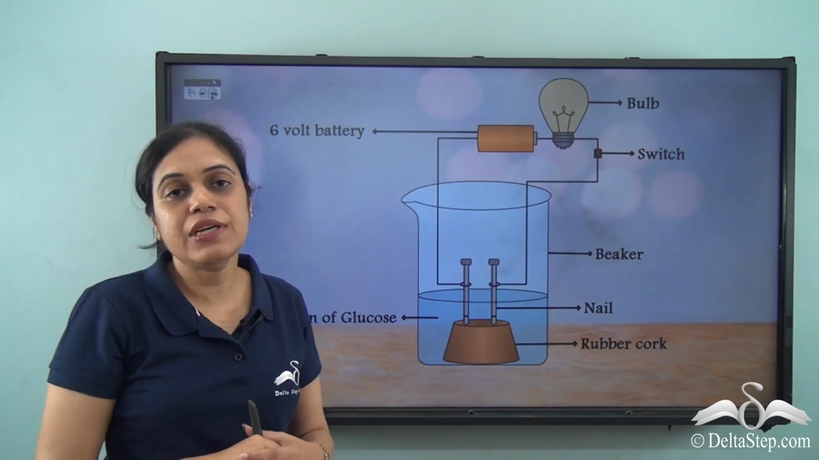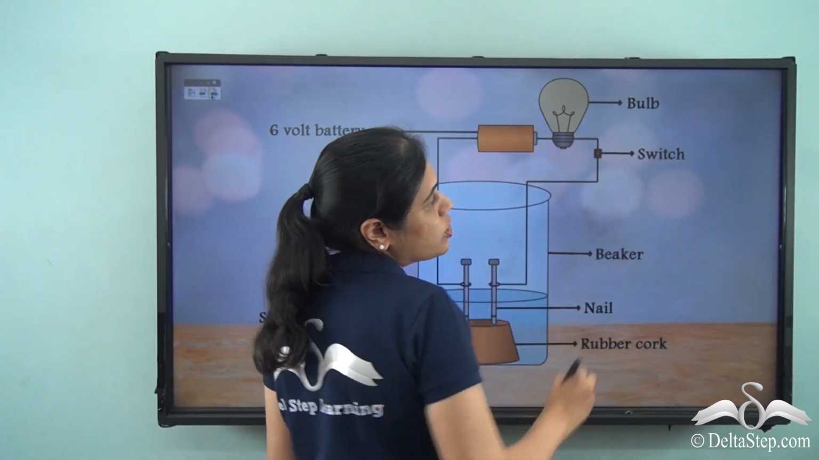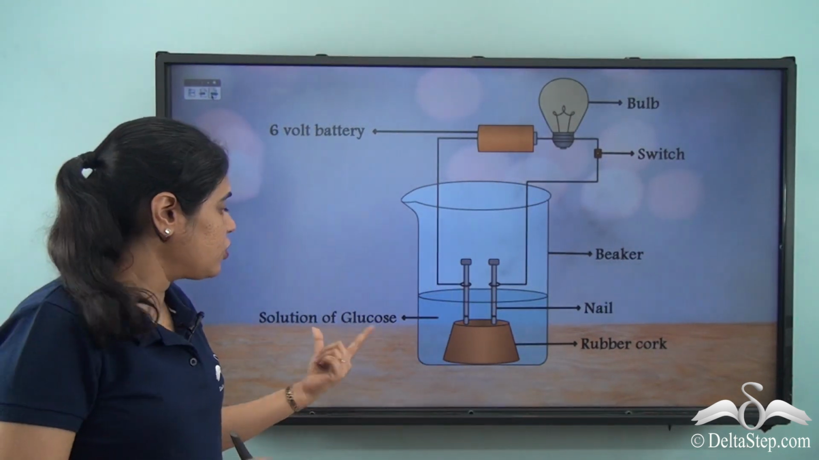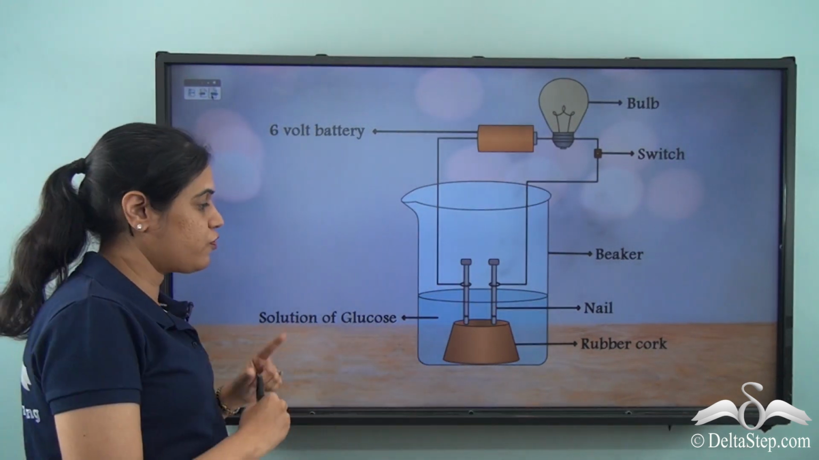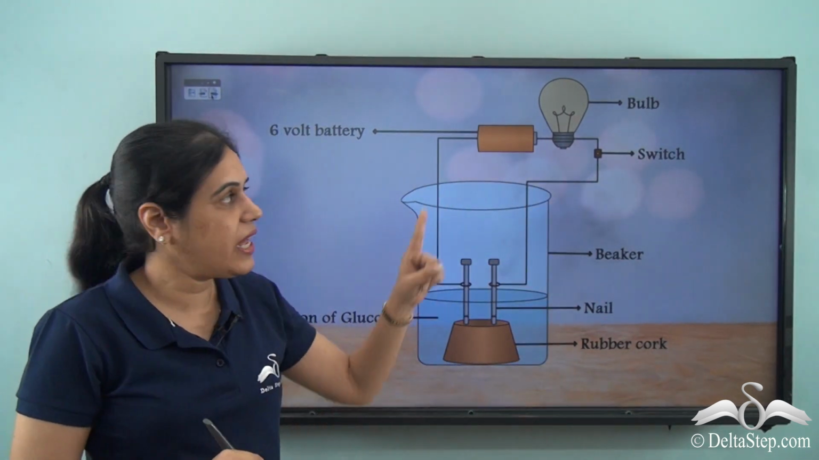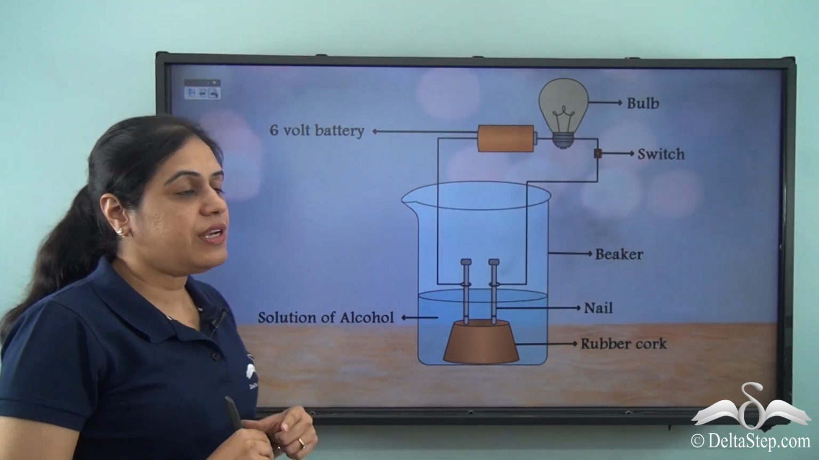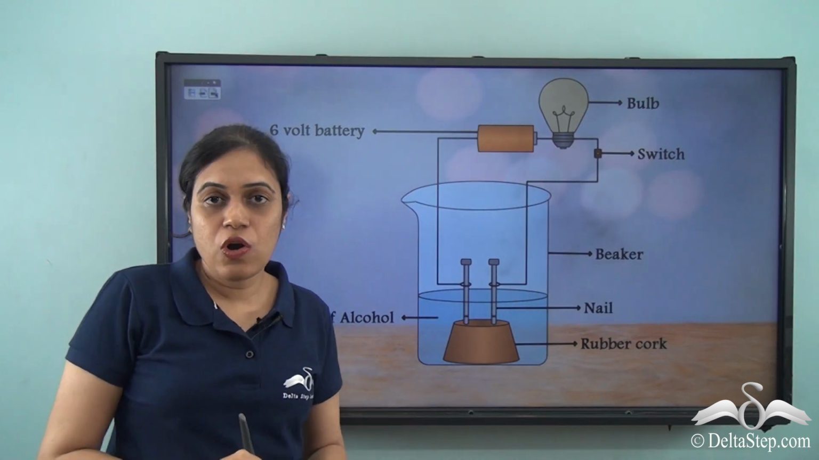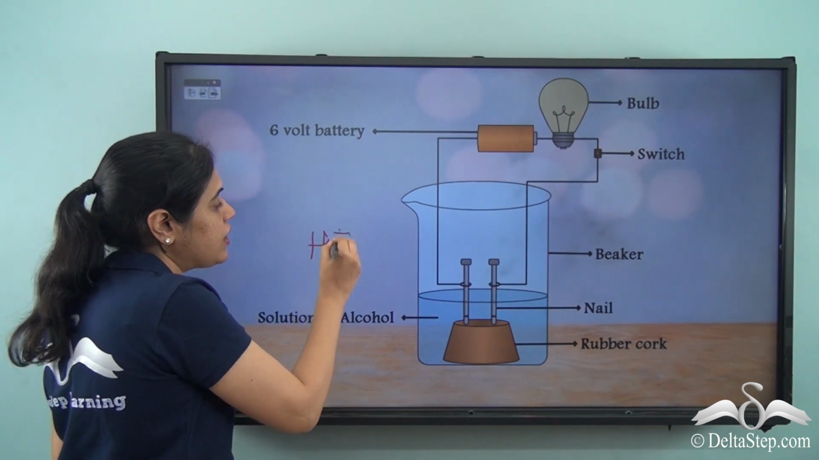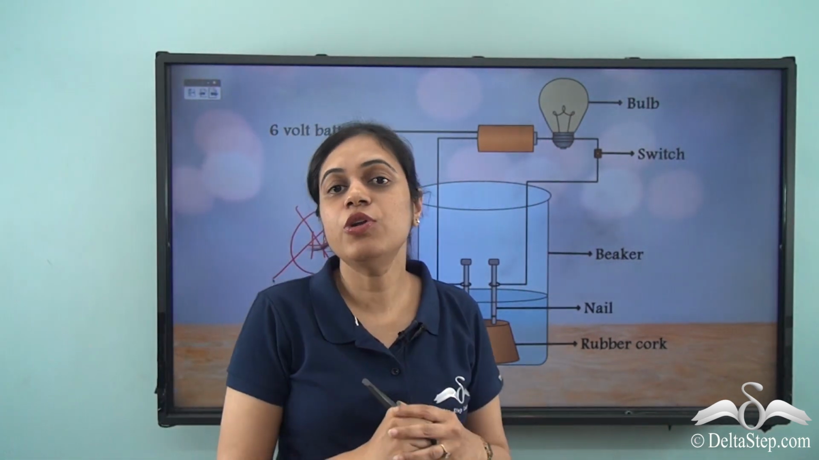Now what will happen in the case of glucose solution? We will see that the bulb does not glow. So as you can see, the bulb is not glowing. This is because glucose does not dissociate to form ions. Hence there will be no conduction of electricity and the bulb will not glow. Similarly, for alcohol solution, alcohol does not form any ions. It does not dissociate to form H plus or any other ion. So the bulb will not glow.